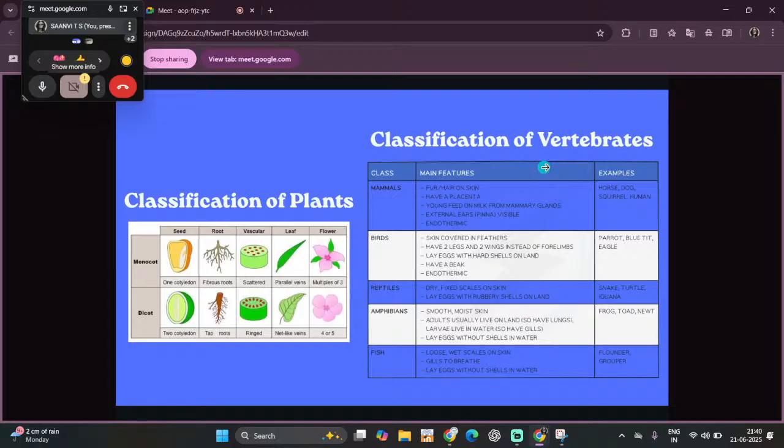And as for the classification of vertebrates, mammals, they have fur on the skin and everything that you guys have basically. For example of a mammal is horse, dog, and ourselves. Birds, they have 2 legs, 2 wings, of course you guys know. Examples are eagle and parrot. There are reptiles, there are amphibians, and there are fishes. So you guys know all about the vertebrates and the plants now.